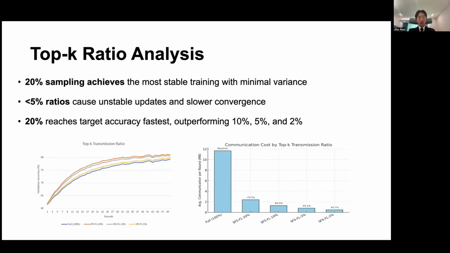These two graphs show the trade-off between accuracy and communication under different sampling ratios. The accuracy curve shows that 20% consistently performs the best across all rounds. Meanwhile, the communication plot shows a dramatic reduction even at 20%, with diminishing returns at lower ratios such as 5 or 2%. This confirms that 20% is the optimal balance between performance and efficiency.